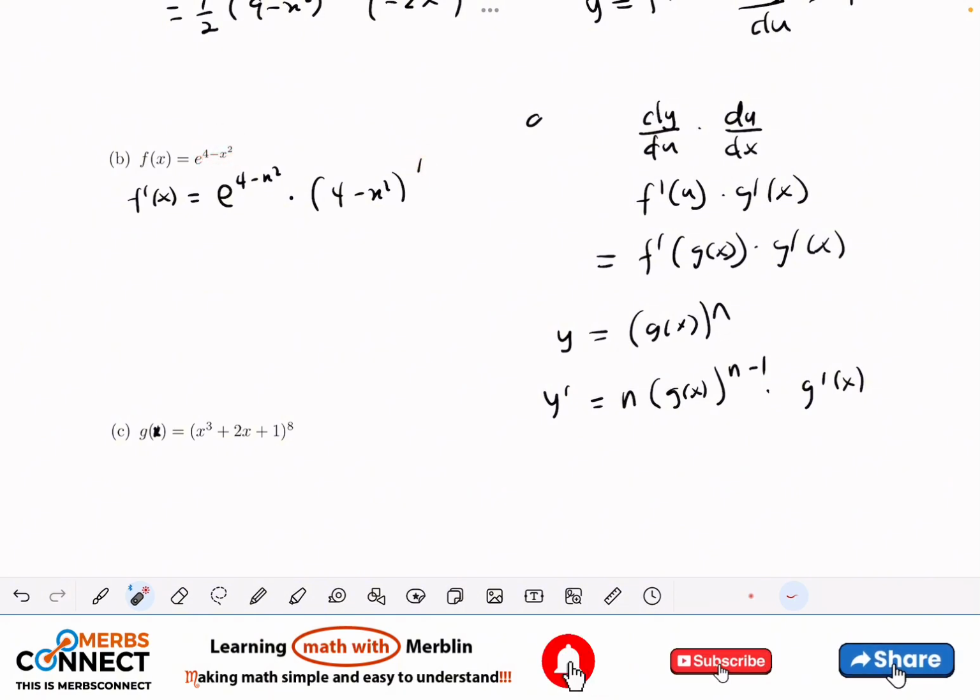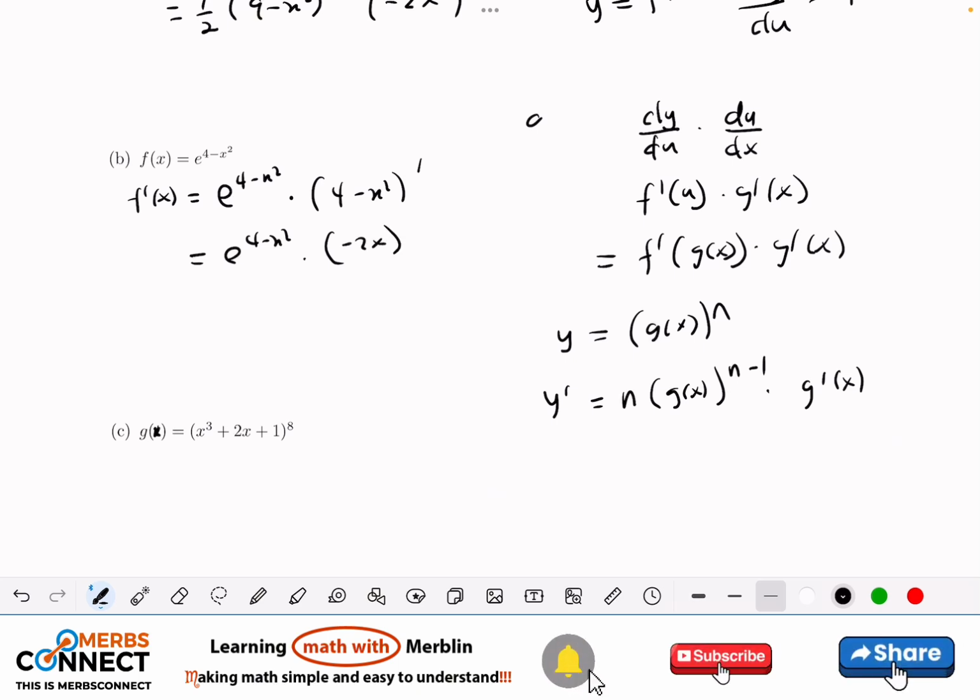So that is how you can differentiate any other exponential function when the base is e. So this is going to be e to the power 4 minus x squared times, when I differentiate 4, I'll get 0. But when I differentiate minus x squared, I'm going to have minus 2x. So this can be simplified to minus 2x e to the power 4 minus x squared, which is very nice from this side. Right.